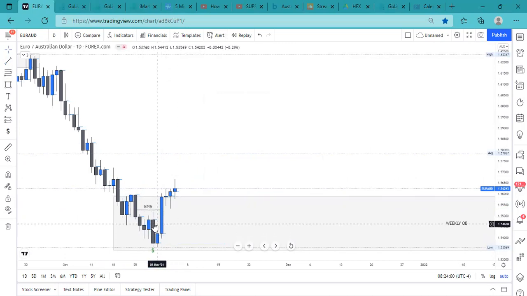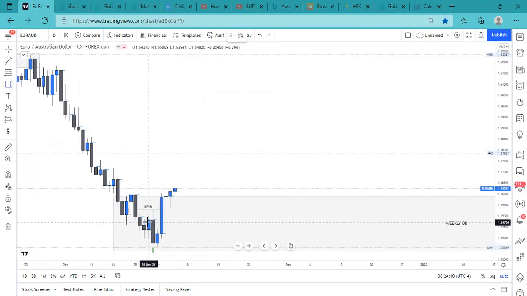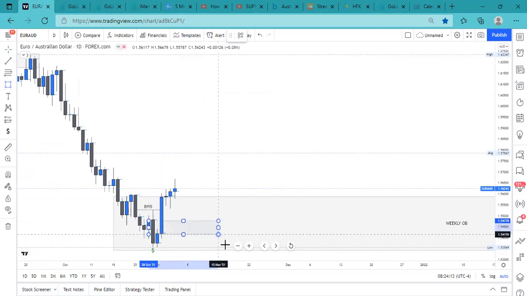So now what am I looking for? I'm looking for price to retrace into this zone. And don't forget, we have a weekly block in that spot. Inside that weekly block, we have a daily order block. And that daily order block is carrying a fair value gap.